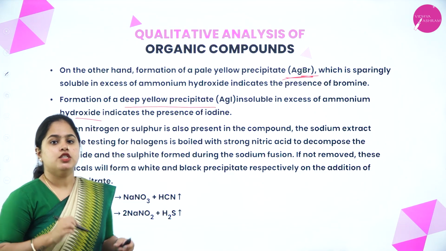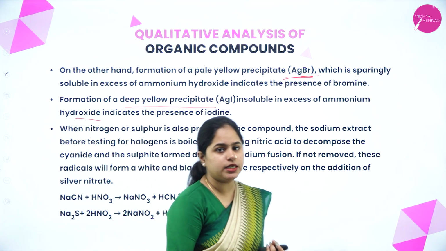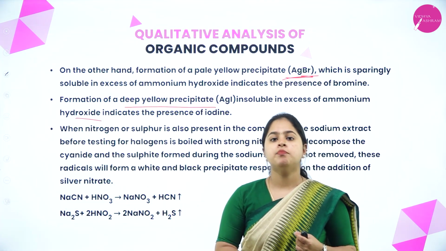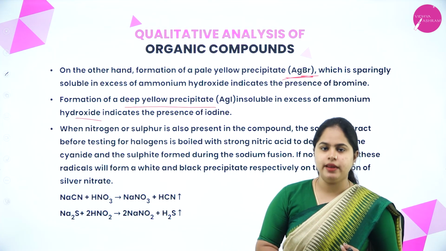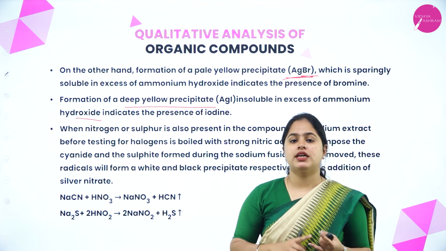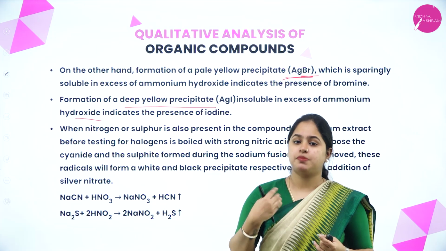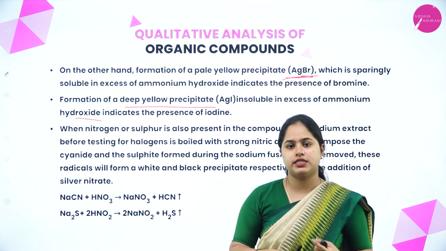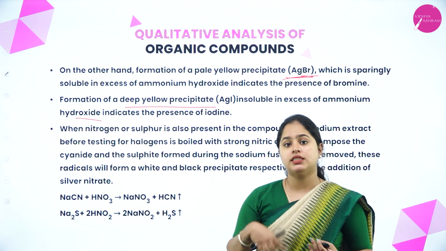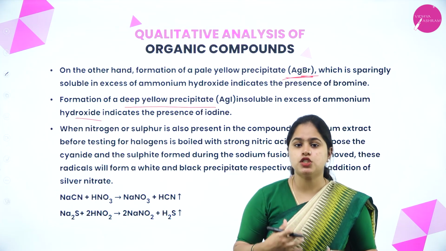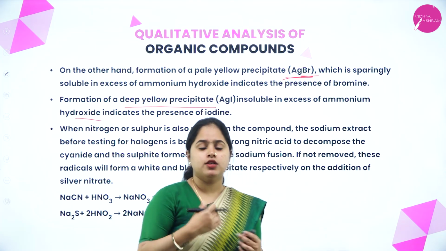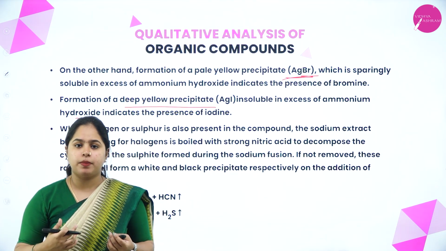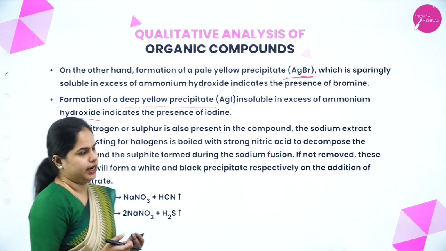Okay. So if it is chlorine, you will get a white precipitate which is soluble in ammonium hydroxide. If it is bromine, you get a pale yellow color which is sparingly soluble in ammonium hydroxide, and if it is iodine, you get a dark yellow color which is insoluble in ammonium hydroxide. So in this way we can detect the presence of chlorine, bromine and iodine.